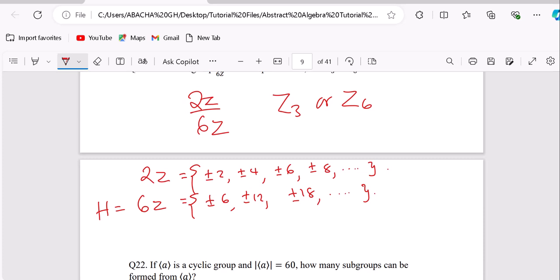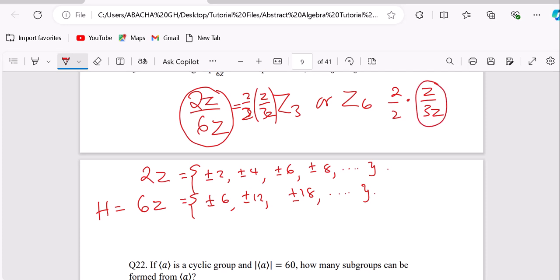But what are they asking us to do? If you look at this particular group, you can actually write it as 2z over 6z, which is like 2z over 2z times z over 3z. So if we look at this, this is actually isomorphic to z3. Okay, it's isomorphic to z3.